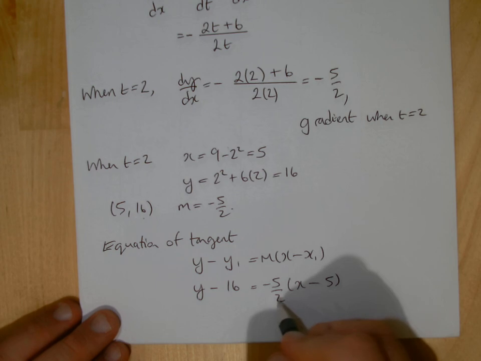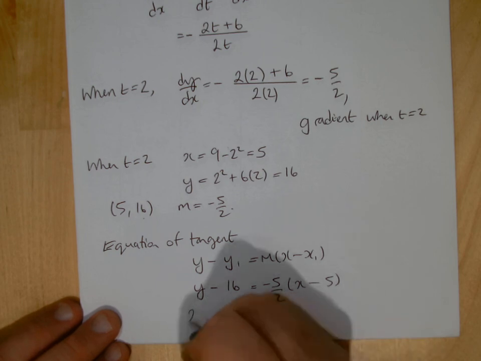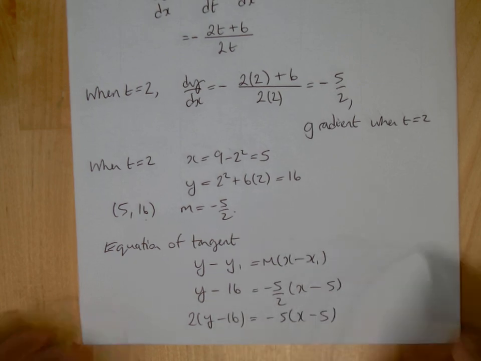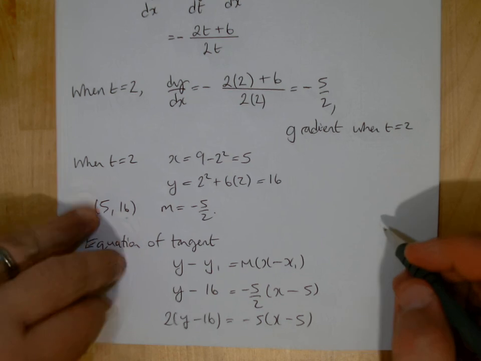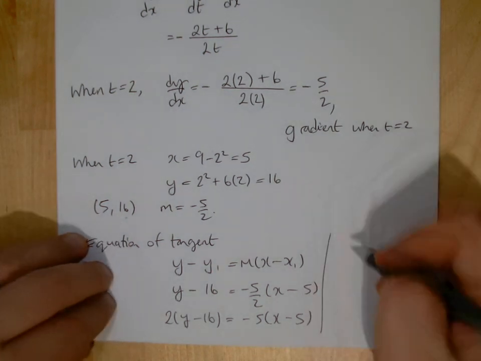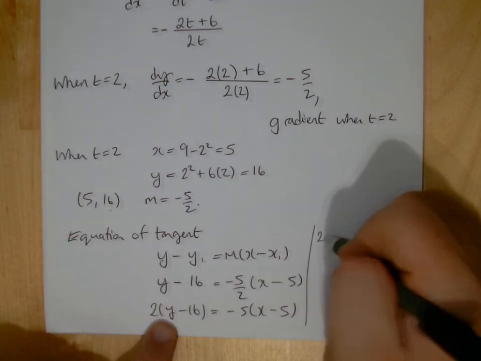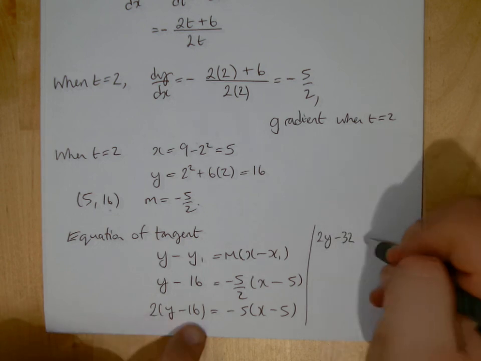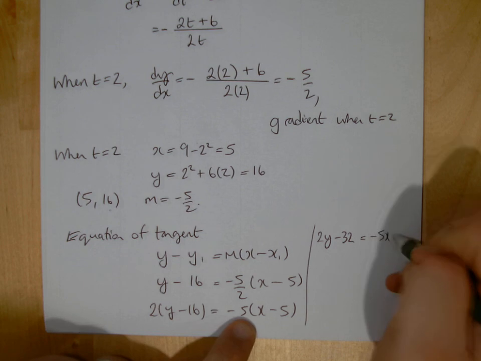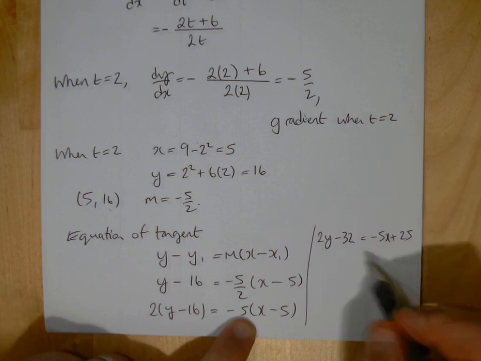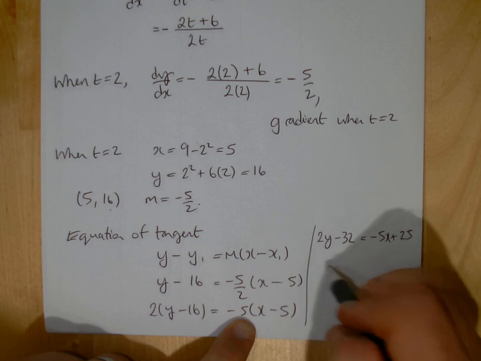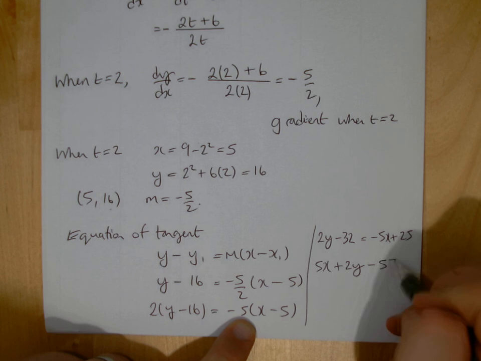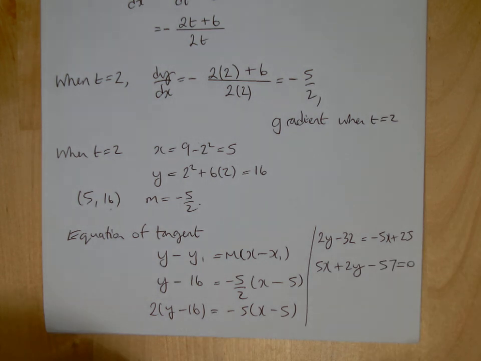To tidy this up then, we can take that 2 up here and multiply. Let's expand that bracket out then. So we'll have 2y minus 32, 2 times y, 2 times minus 16, is equal to minus 5x plus 25. And then if I get everything over to one side, I'll have 5x plus 2y minus 57 equals 0.